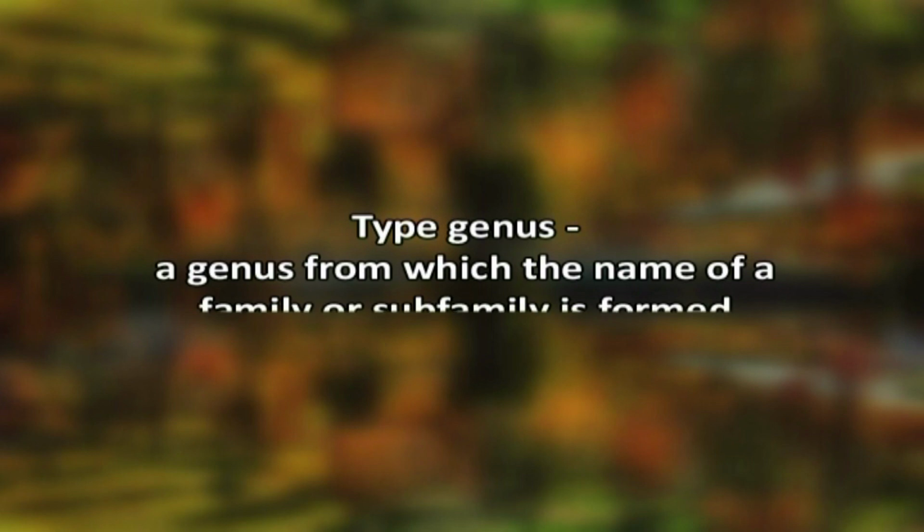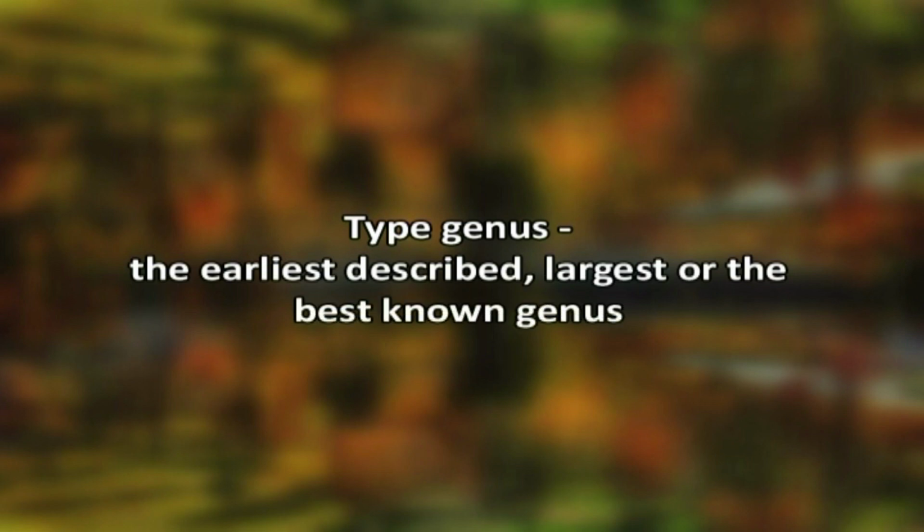Now we discuss type genus. A type genus is that genus from which the name of the family or subfamily is formed. As with the type species, the type genus is not necessarily the most representative, but is usually the earliest described, largest or the best known genus. It is not uncommon for the name of a family to be based upon the name of a type genus that has passed into synonymy.